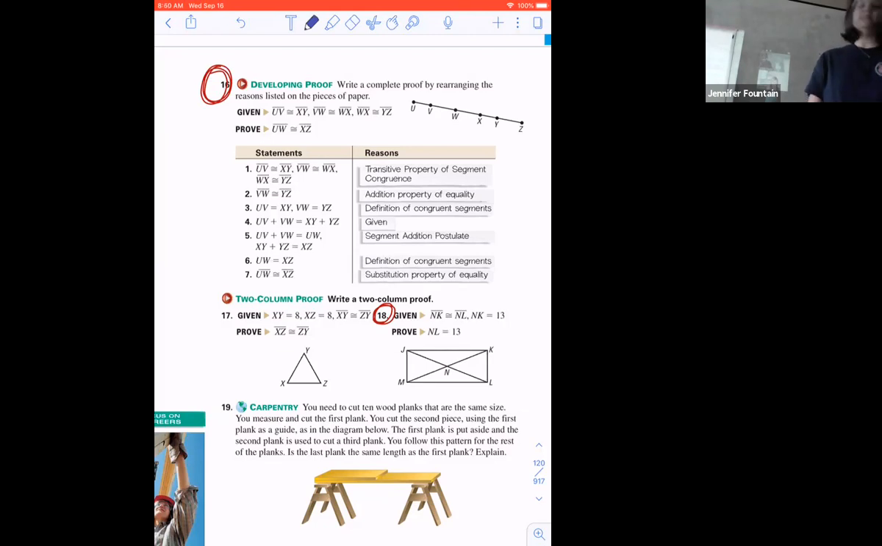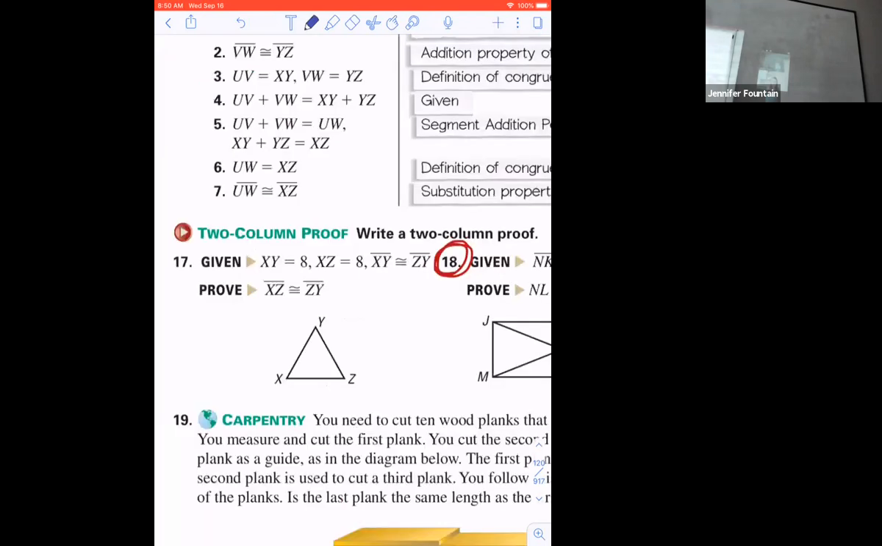When we look at step 5 and we move to step 6, what are we noticing is different here? What is missing from step 5 to step 6? Well, the congruent symbol, but look at step 5. We have that UV plus VW is equal to UW, and I have UW in step 6. In step 5, I have XY plus YZ is equal to XZ, and in step 6, I just have XZ. Actually, I could probably blow this up a little bit, make it a little bit easier to look at.